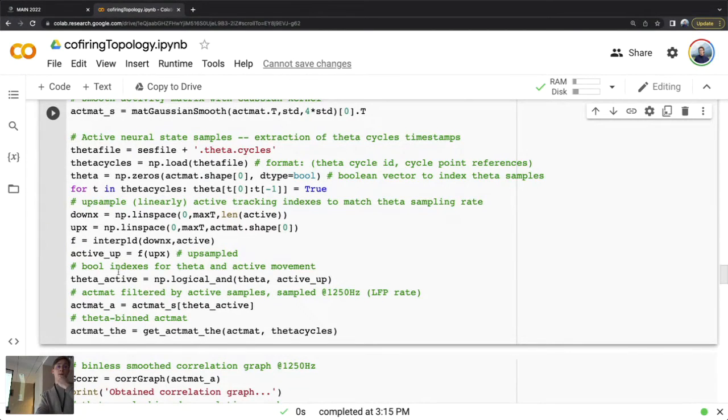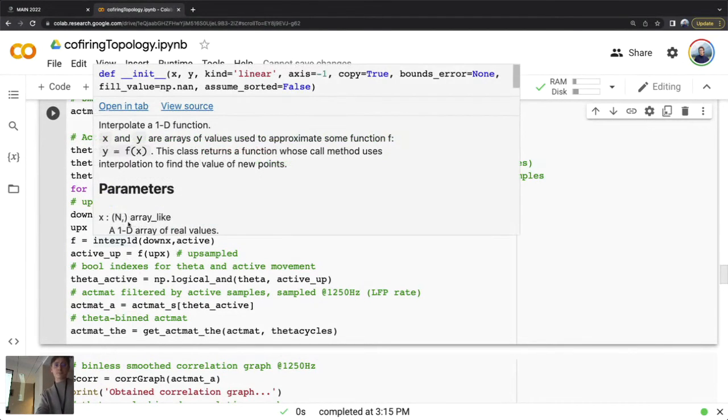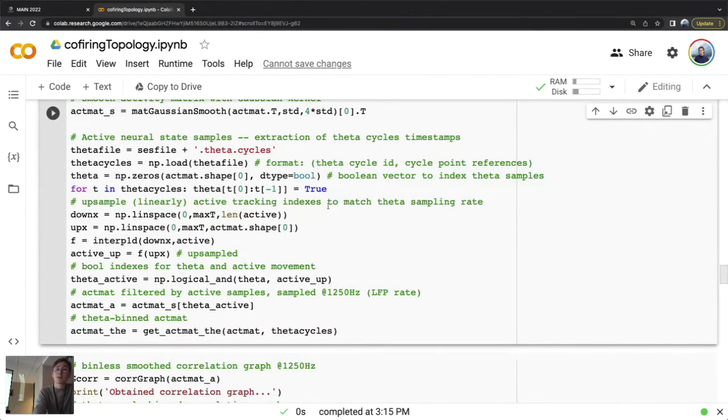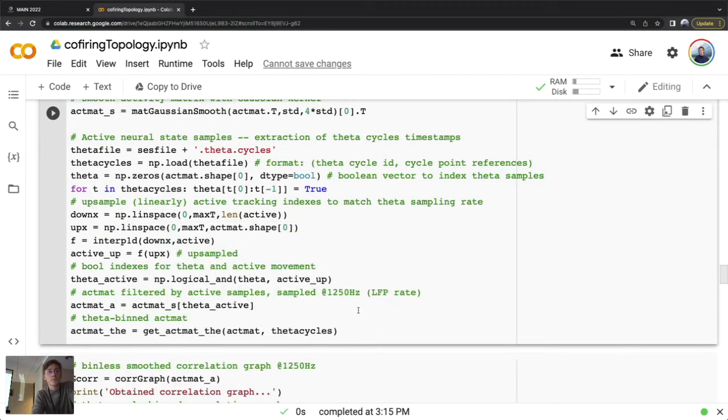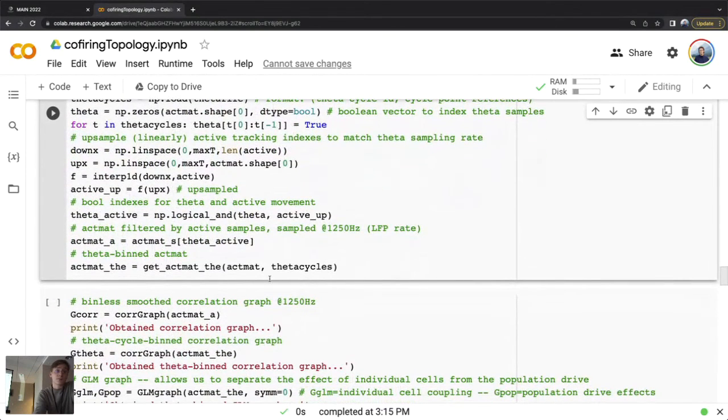I also first extract the active times when the animal is moving. Then I put these two together to get an overall active Boolean vector, which is this theta active, and then I can simply index it. Indexing ActMat when it's active gives the overall ActMat during the active times.